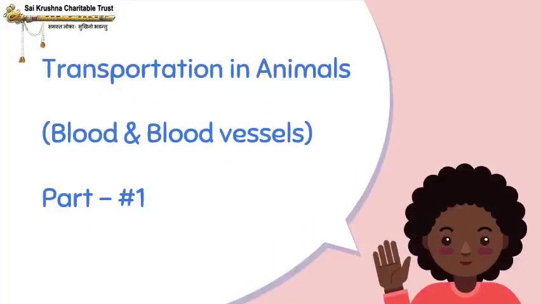So the main method of transportation in animals is through blood. You all know that blood travels in our body, the full body, where it transports food, energy, everything, correct? So part 1 covers transportation in animals, and we'll be learning mainly about blood and blood vessels.